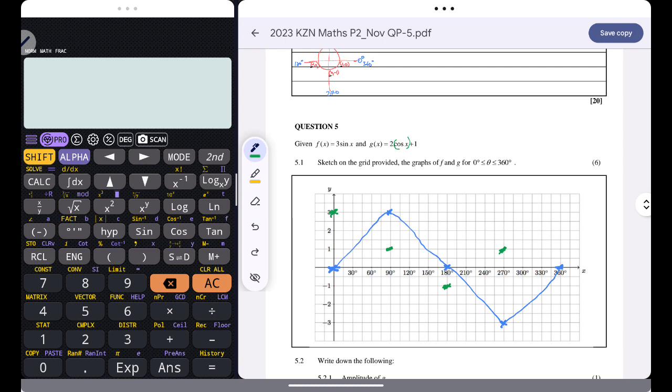And then at 360 degrees, the value of x is 1. So 1 times 2, we get a 2. Then 2 plus 1 simply gets a 3. So our graph is supposed to move like this.